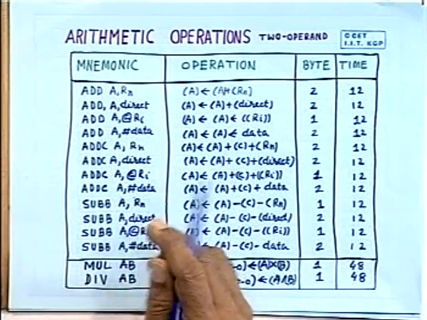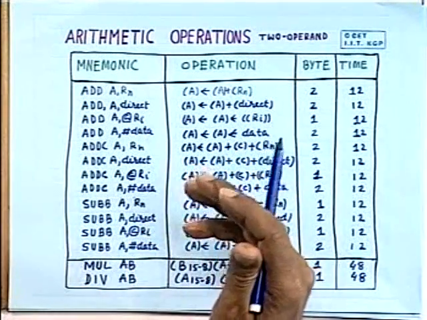And the subtraction operation is available only in the form of subtraction with borrow. Pure and simple subtraction is not available, but you can perform pure subtraction by clearing the borrow bit.